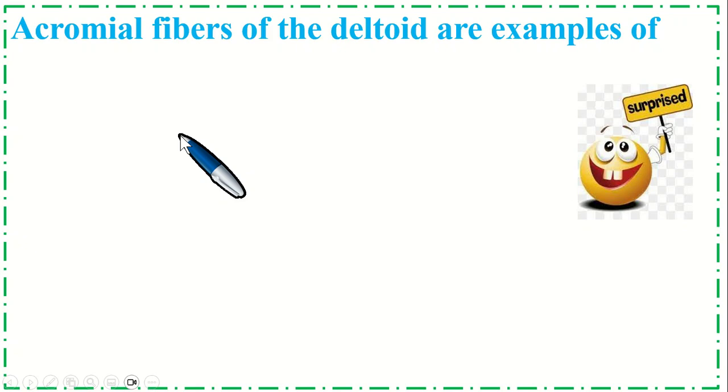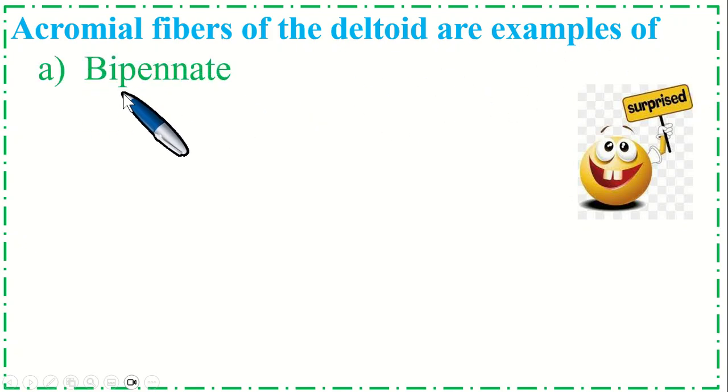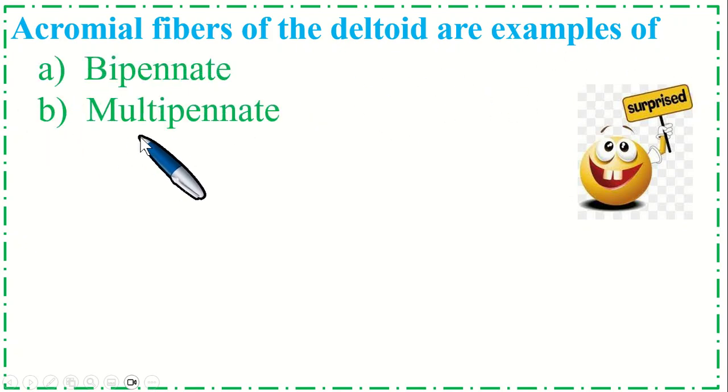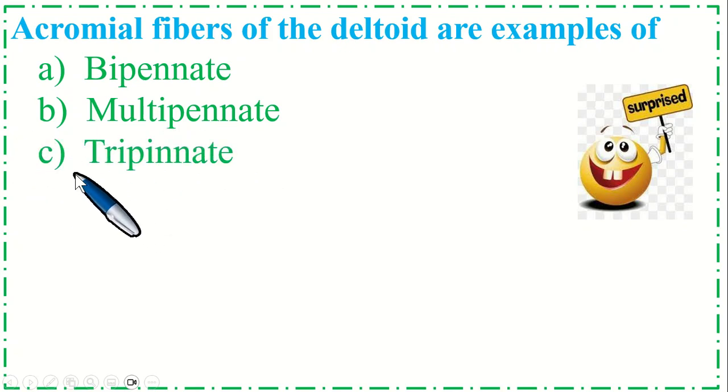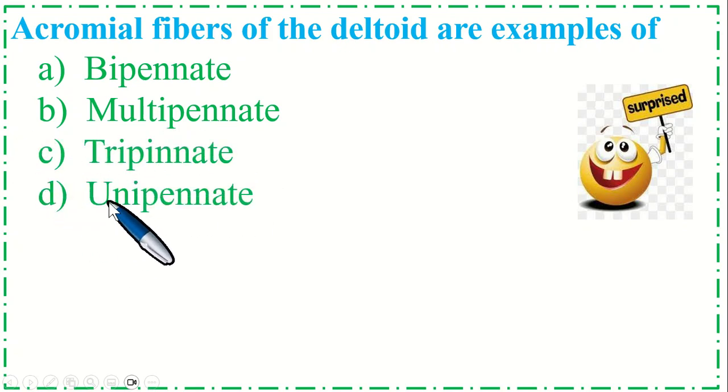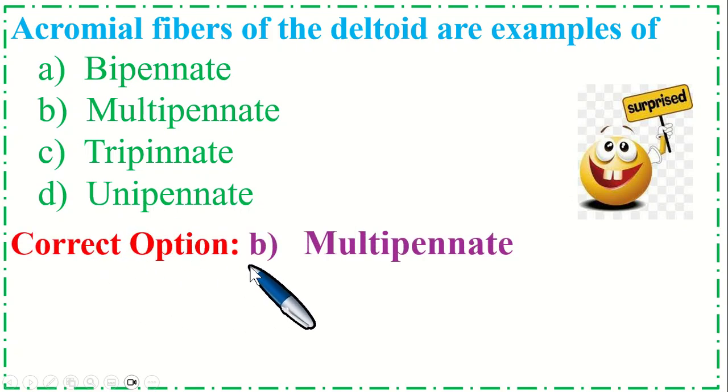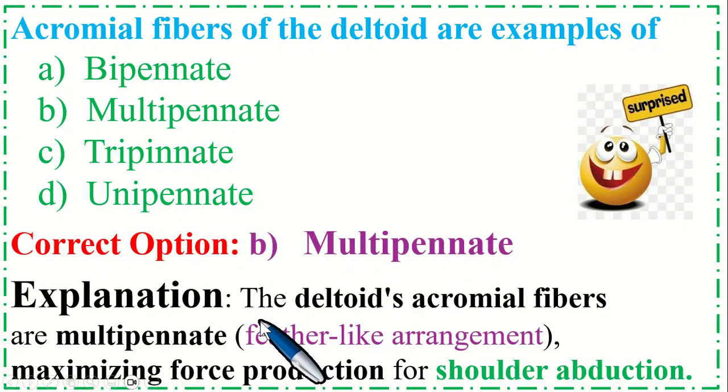So this is very important MCQs. Acromial fibers of the deltoid are examples of option A bipinnate, B multipinnate and option C tripinnate and option D unipinnate. So the correct option is B multipinnate. So the deltoid acromial fibers are multipinnate, feather-like arrangement, maximizing force production for shoulder abduction.